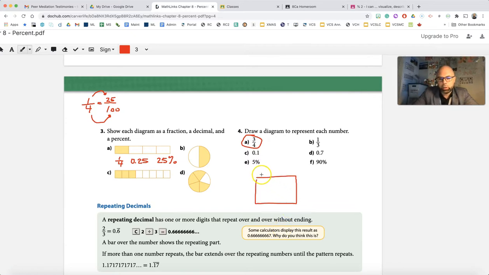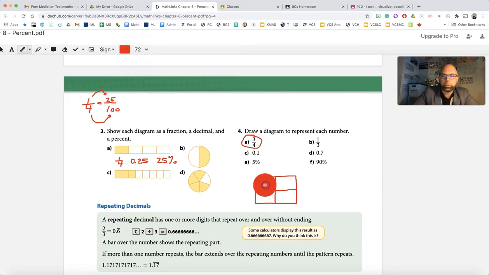I don't like it when my drawings disappear. Okay, thank you, DocHub. And those are perfect squares, right? They're not exactly perfect. I don't know if there's a shading tool. Is there? No, I don't think so. Nope, I have to do the coloring myself.